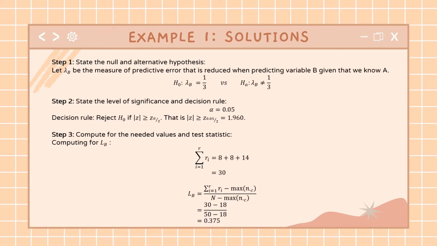Then, for step 2, we shall state the level of significance and decision rule. At 5% level of significance, we have alpha is equal to 0.05 and the decision rule is to reject H null if the absolute value of Z is greater than or equal to Z of alpha over 2, since we have a two-sided test. That is, reject H null if absolute value of Z is greater than or equal to Z of 0.05 over 2, which is equal to 1.96 from table.